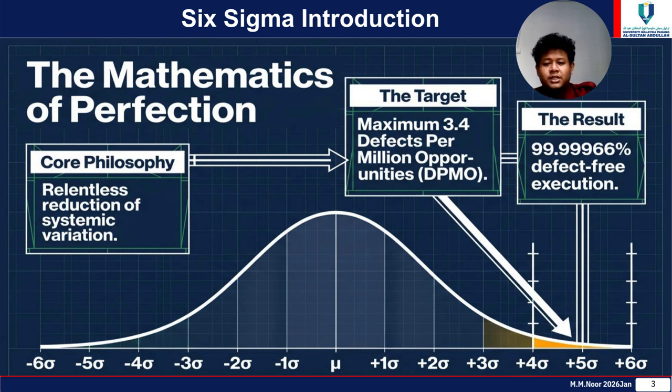Statistically, our target is a maximum of 3.4 defects per million opportunities, or DPMO. When an engineering process achieves this level of control, it results in an astonishing 99.999966% defect-free execution rate. In high-volume manufacturing or safety-critical engineering, this level of precision is what separates operational excellence from catastrophic failure.